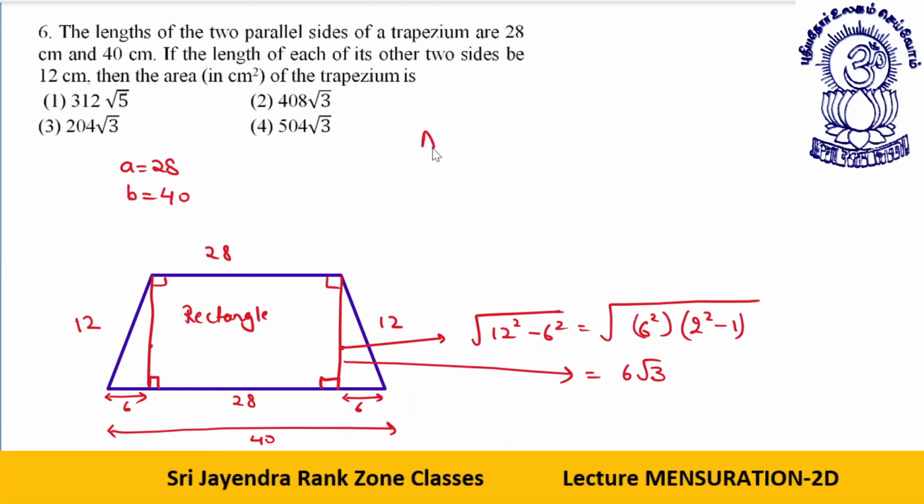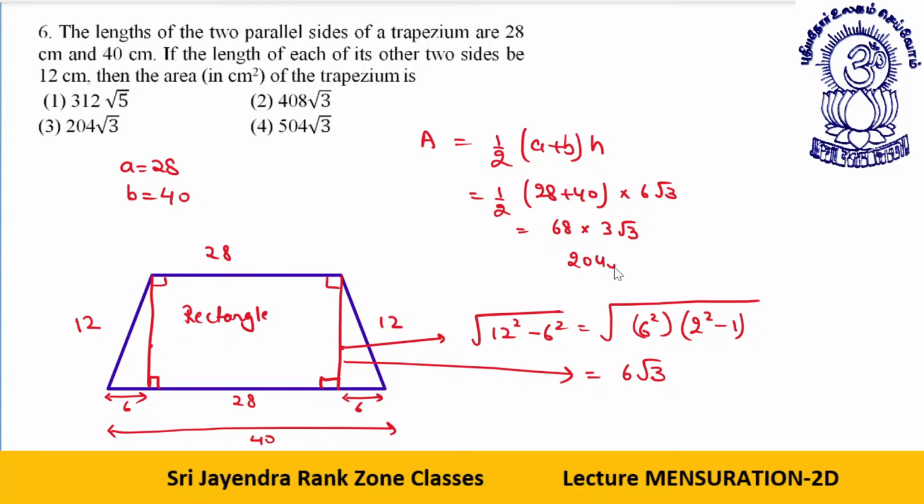Now what will be the area? Area will be half a plus b into the height. Half. What is a plus b? 28 plus 40 into height is 6 root 3. So 28 plus 40 is 68, half of it is 34, into 6 root 3. 34 into 6 is 204. 204 root 3. This is your answer, my dear students.